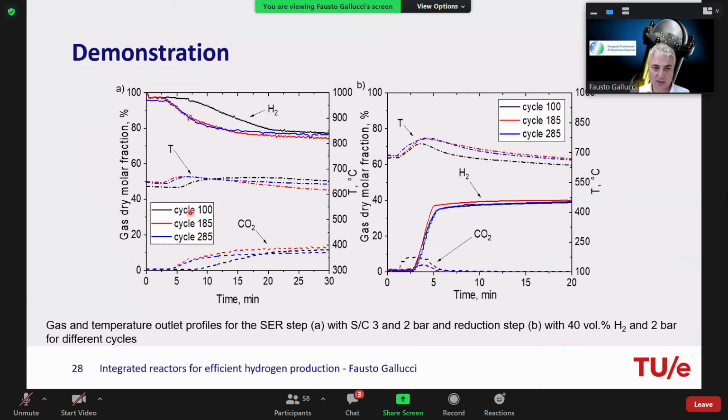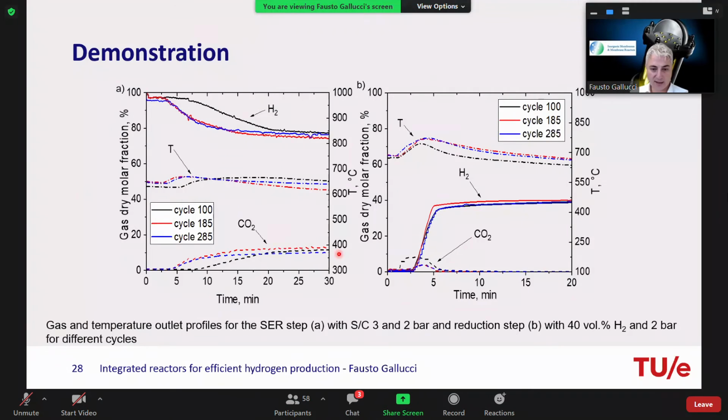What you see here is that you have the same trend after 285 cycles. Of course, the cycle is this, plus the regeneration of the copper, and then start again. This is the number of cycles. So we did up to 300 cycles, and then we used the data, these are experimental data, to validate the model.